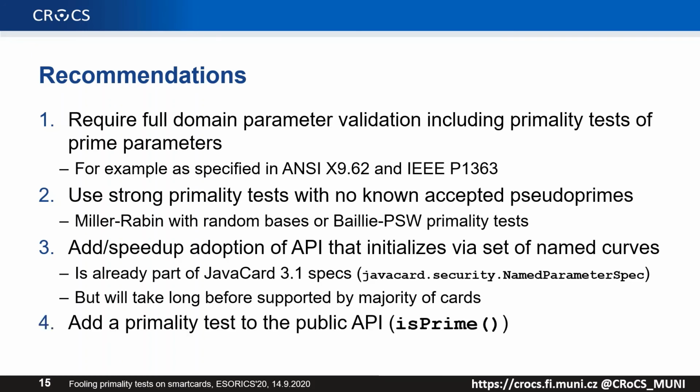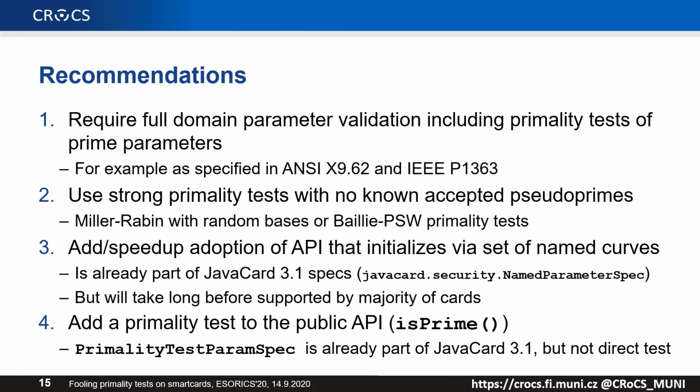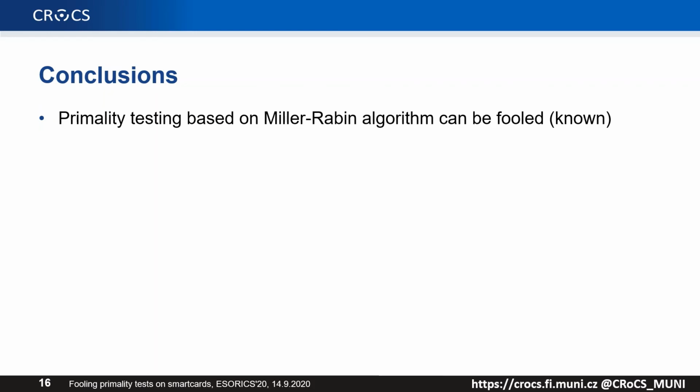Another option would be to add a primality test to the public API. So something like isPrime. Again, it seems to be hinted at by Java Card 3.1, but it's not a direct test. You can just say, I would like to use Miller-Rabin during the primality testing, but it doesn't allow you to set the value directly. So finally, the conclusions.